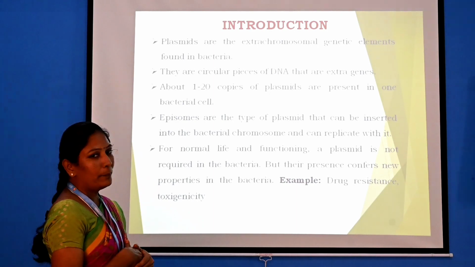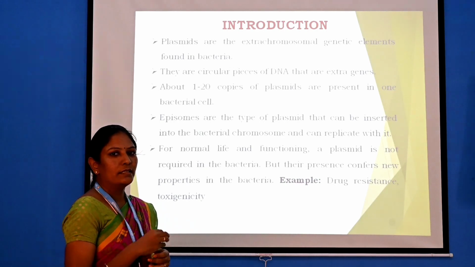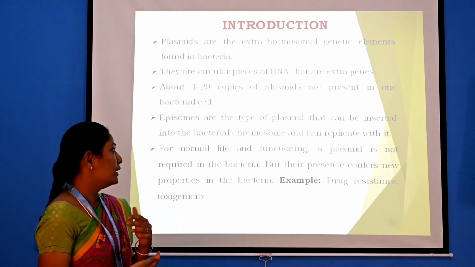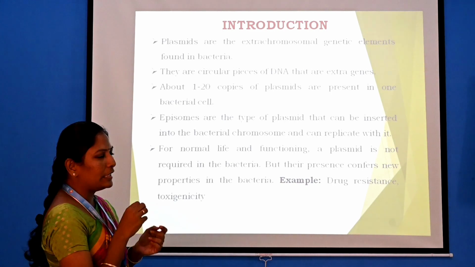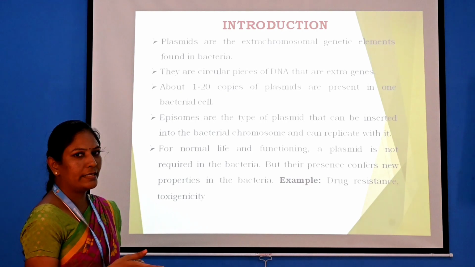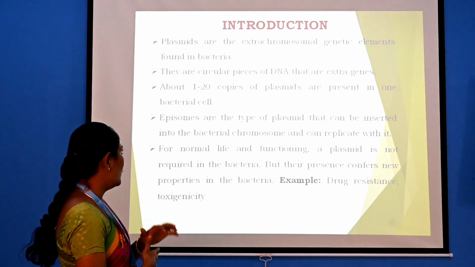Next one, the copy number. Copy number means the number of plasmids present in a bacterial cell. For example, a range between 1 to 20 plasmids are present in the bacterial cell. So the number of plasmids present in a bacterial cell is known as the copy number.